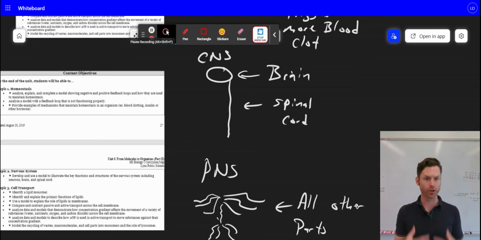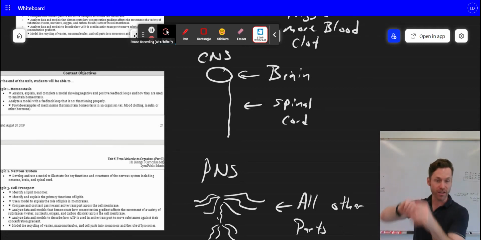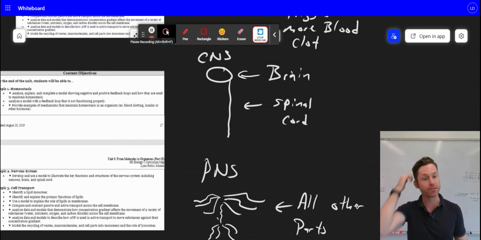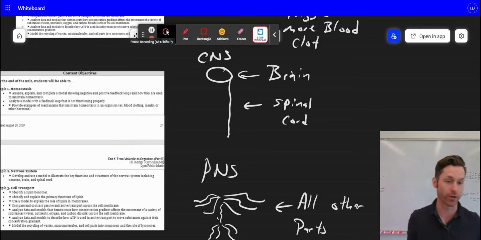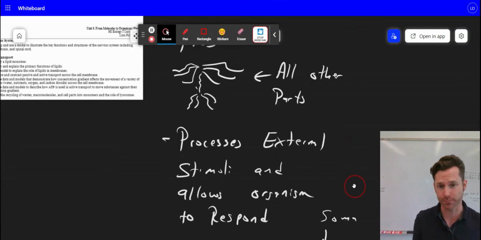We have our central nervous system, which is our brain stem, and our spinal cord. And we have our peripheral nervous system, which is all the other nervous system parts in our body. So the nerves that go out to our arms, all the way down to our fingers, all the way down to my toesies, right? Going to my kidneys, my liver, my stomach, all of that stuff, all the rest of the nerves are your peripheral nervous system. Okay? Those are the two main divisions of our nervous system.